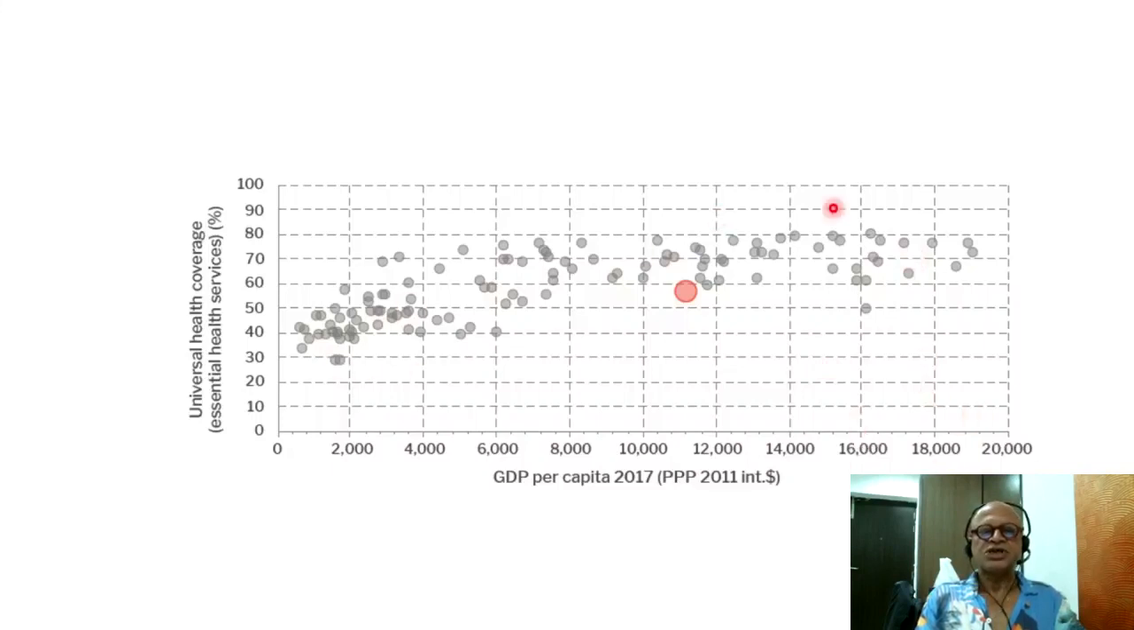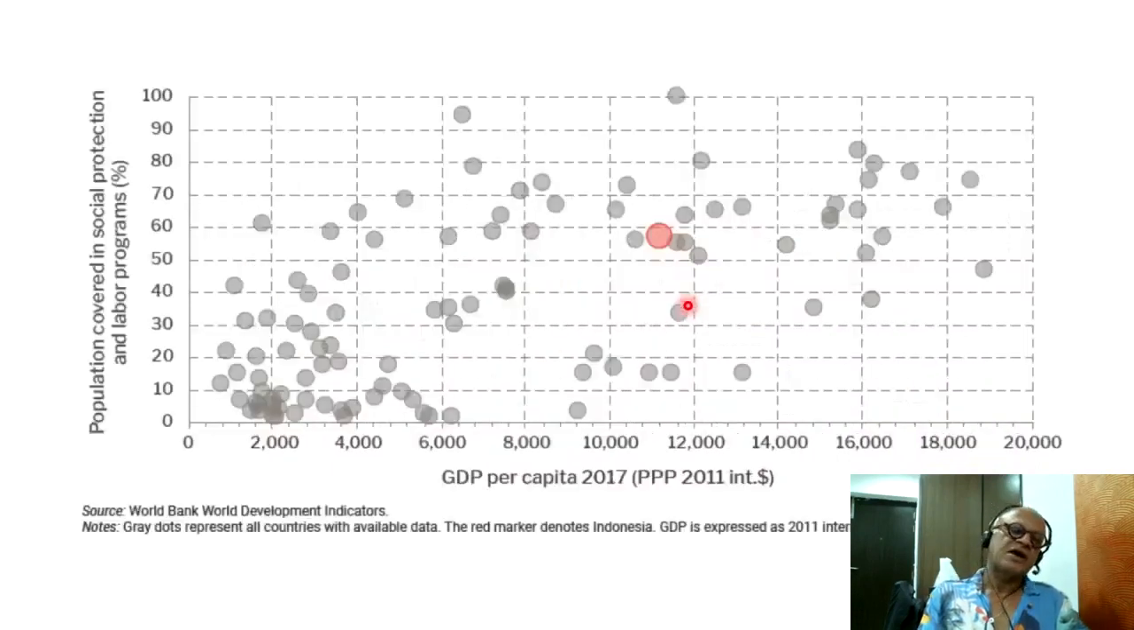So the change here is not that impressive, going from about 30 to 40% to about 80%, whereas the scatter here keeps some still at 50%. And you can see Indonesia is on par in terms of per capita GDP again with many countries, but health coverage is not that impressive at 60% instead of being higher.